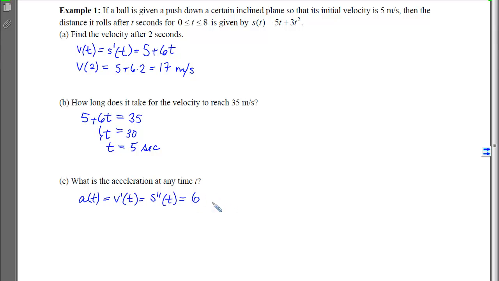Now the units on acceleration will be meters per second squared, because if we think about the slope of the velocity curve, with velocity we were putting time in and we were getting meters per second out. So a slope, which would be a rise over a run, would be a meters per second over a second. So that second on the bottom would give us the second squared.